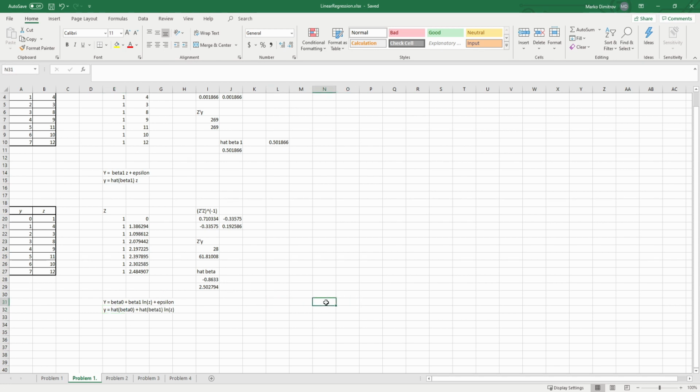However, if we want to fit a model such as the natural logarithm of beta 1, what we would get is a non-linear model. So this is not linear in beta, so we cannot fit it using our method.